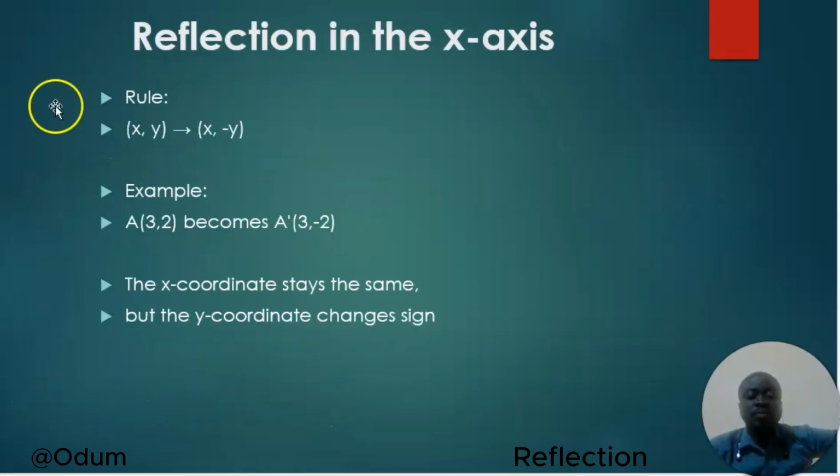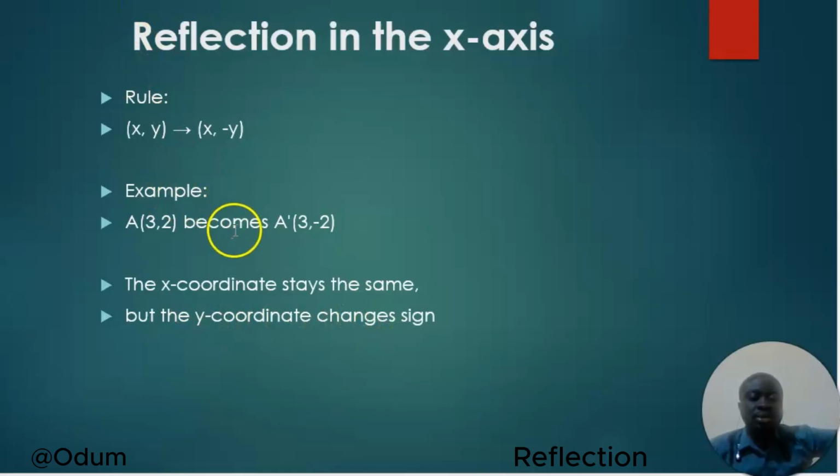So let's take the first one, reflection in the x-axis. The rule is that if you have to reflect a particular point in the x-axis, then you are going to negate the y. So this is the object. After reflecting it in the x-axis, we have our y being negated. A typical example: if we have a point A, which is (3, 2), and you are reflecting this (3, 2) in the x-axis, that means you are going to negate your 2, or your y. So the x coordinate stays the same, but the y coordinate changes sign.